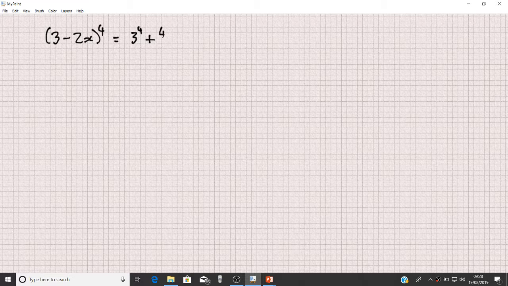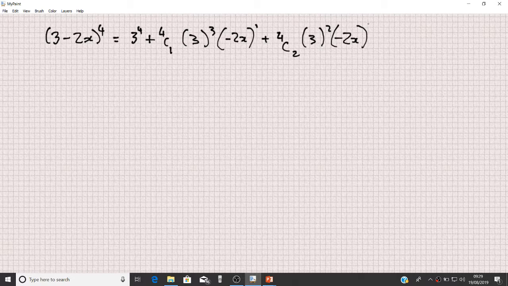plus 4C1, which we know is 4, 3 to the power of 3, and minus 2x raised to the power of 1, plus 4C2, 3 squared, times (minus 2x) whole squared, plus 4C3, 3 to the power of 1, (minus 2x) cubed, and the last term will be (minus 2x) to the power of 4.